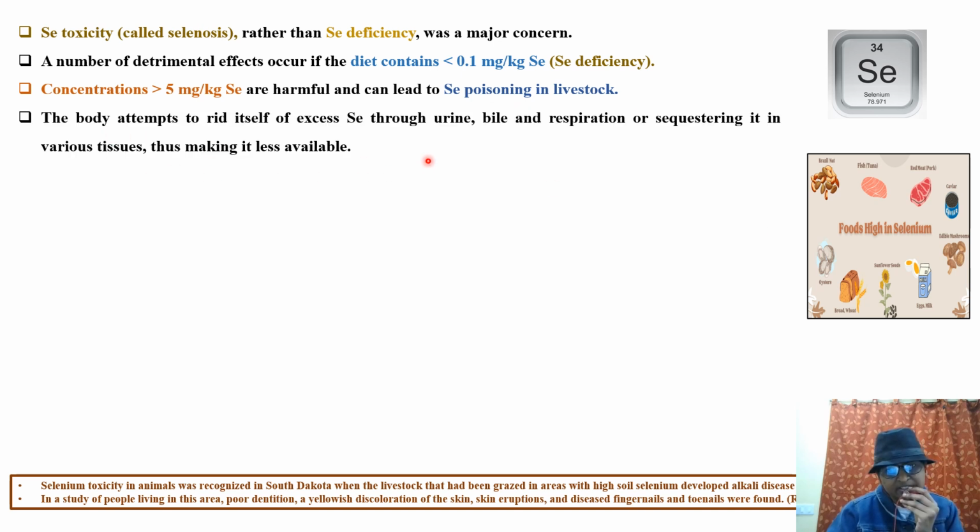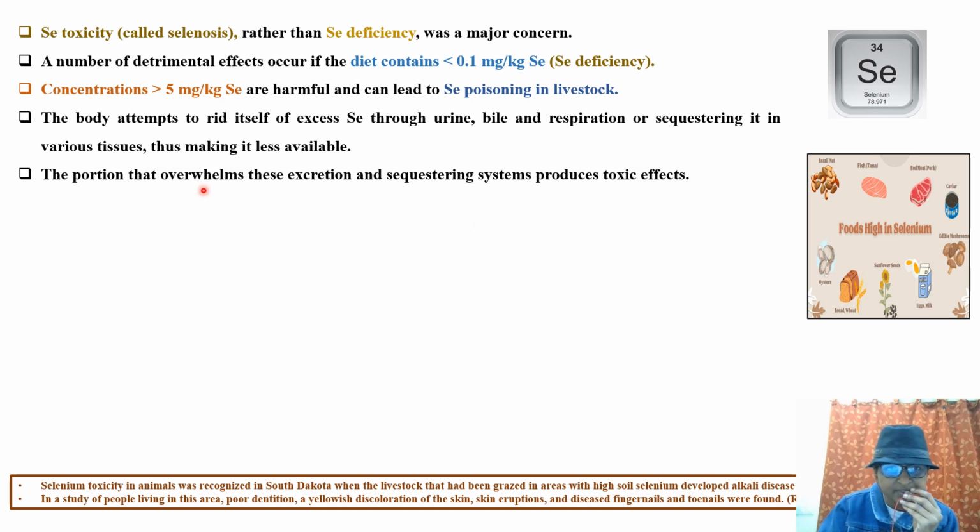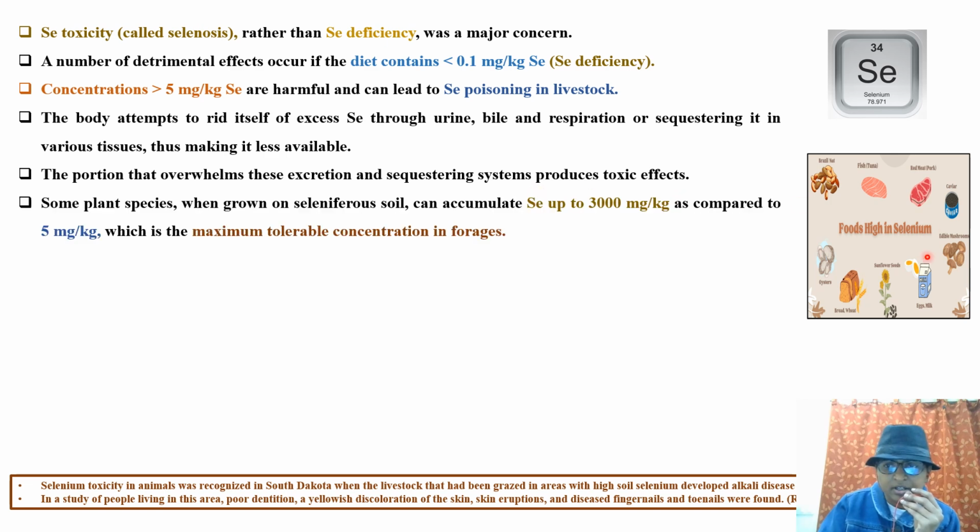So you have to understand, as I have already discussed in my previous video, your body always has a repair mechanism. Here also you can see the body attempts to rid itself of excess selenium through urine, bile and respiration, or by sequestering it in various tissues, making it less available. The portion that overwhelms these excretion and sequestering systems produces toxic effects, right?